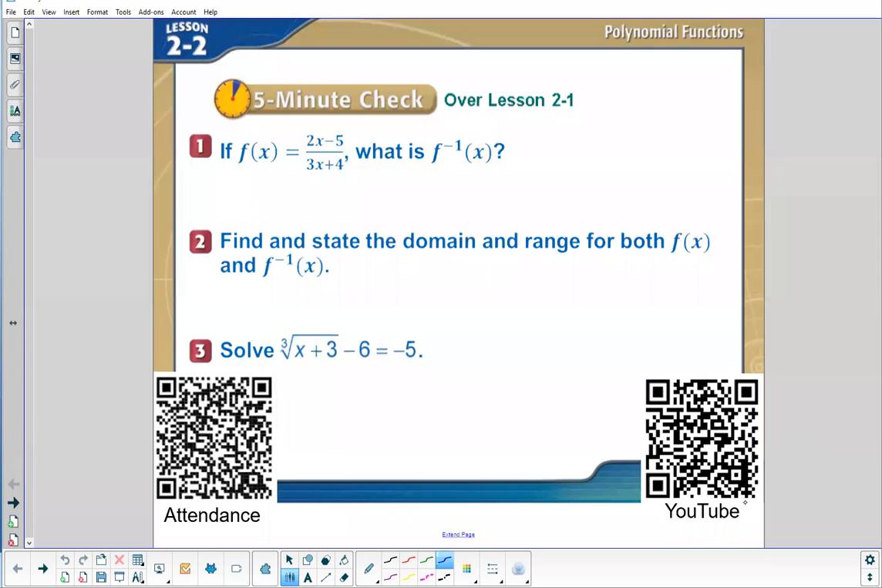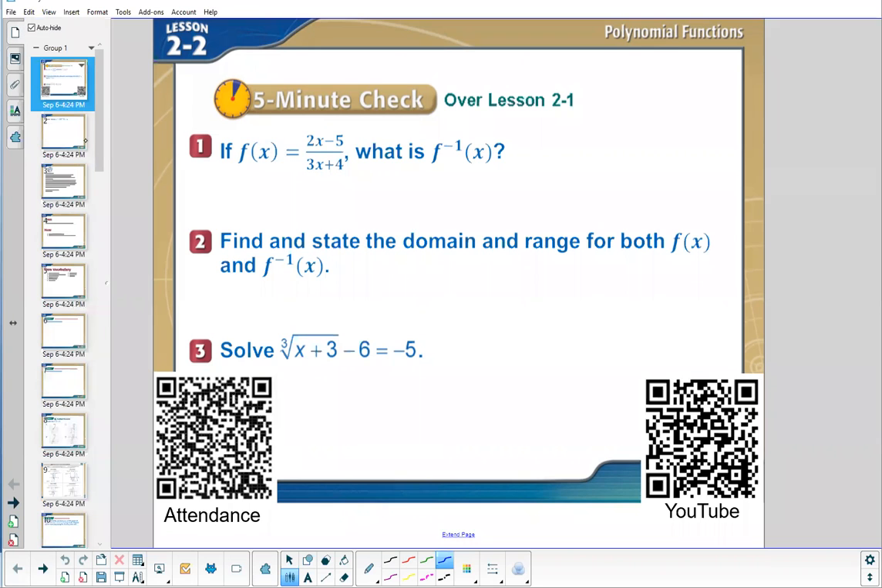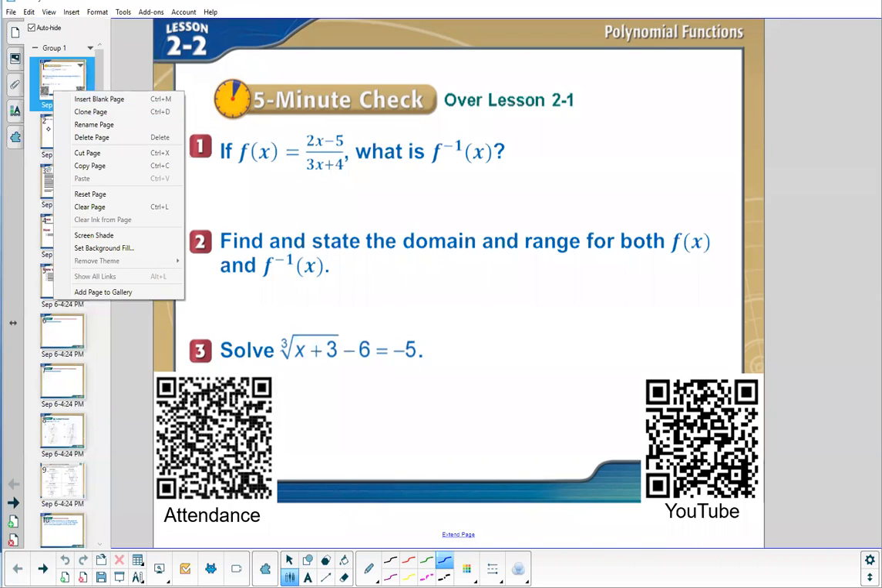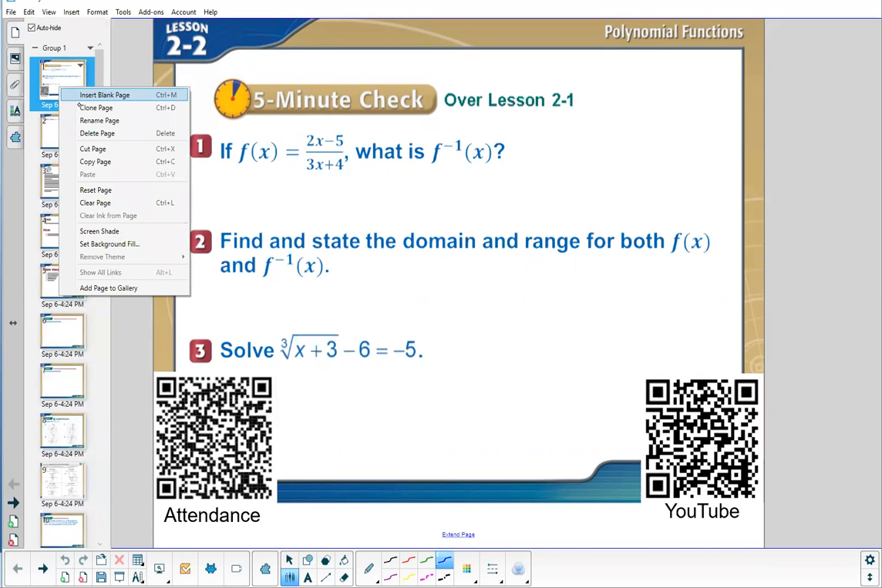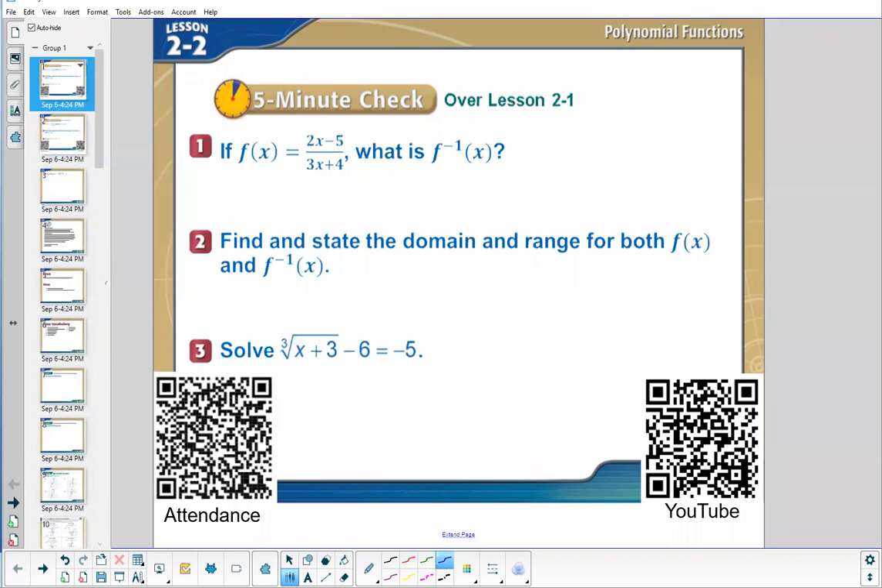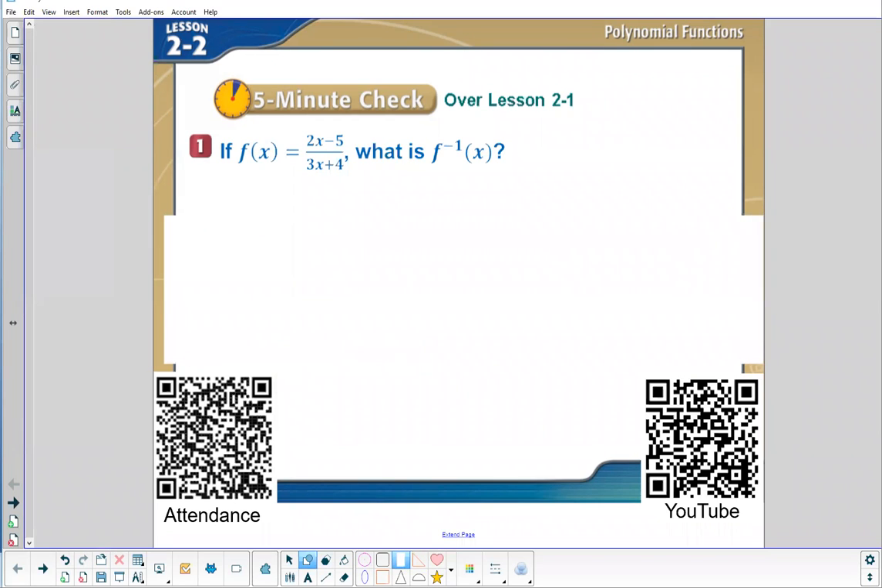All right, lesson 2-2. Before we start on 2-2, let's review what we've learned in the past. So the first one, number 1, deals with inverses. If we dealt with inverses, what is the trick to finding an inverse? Question for the classroom. How do I find an inverse?